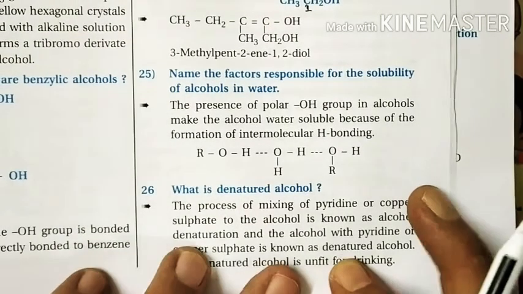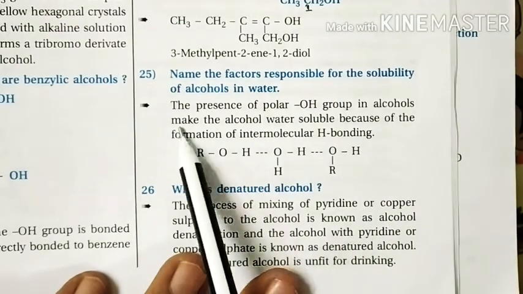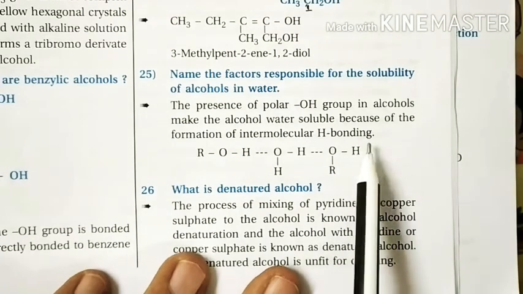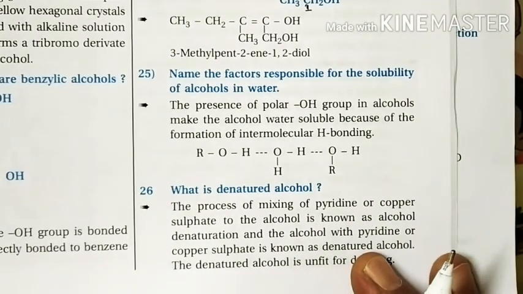So in this reference book, they give: the presence of polar hydroxyl group in alcohol makes the alcohol water soluble because of the formation of intermolecular hydrogen bonding. But the actual or detailed answer is like that. Okay, solubility of alcohol in water depends upon the following two factors.